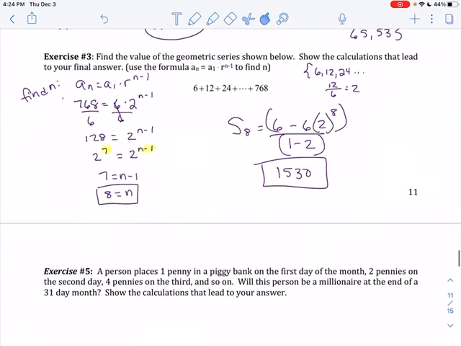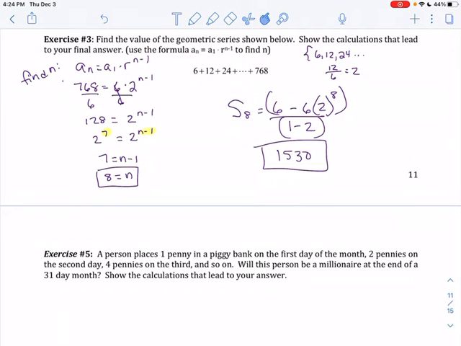Okay, so if you don't have n, you're trying to find n, a little bit more work is involved than just substituting it into our formula. This formula is on the reference sheet.